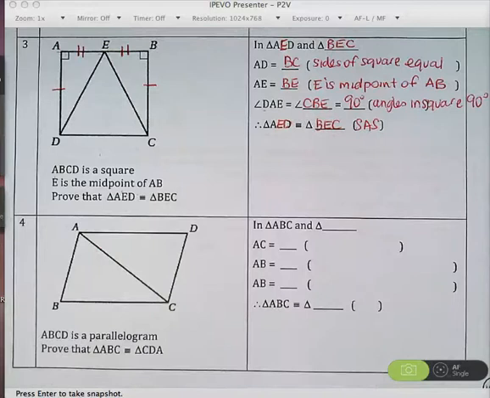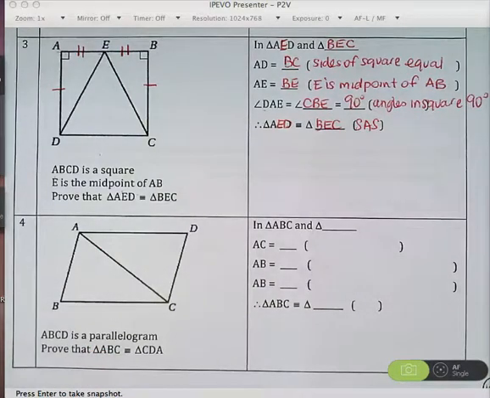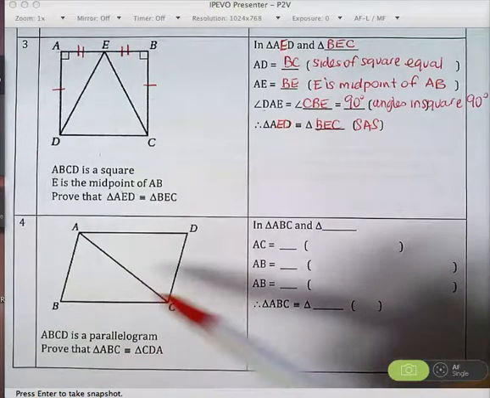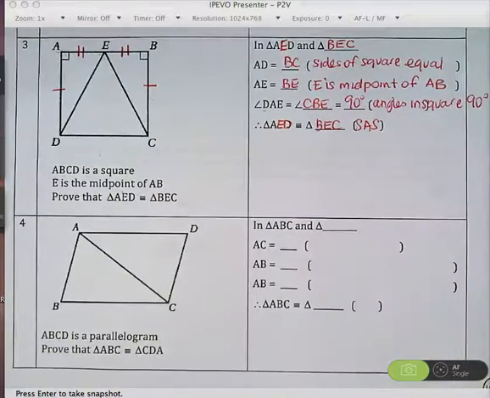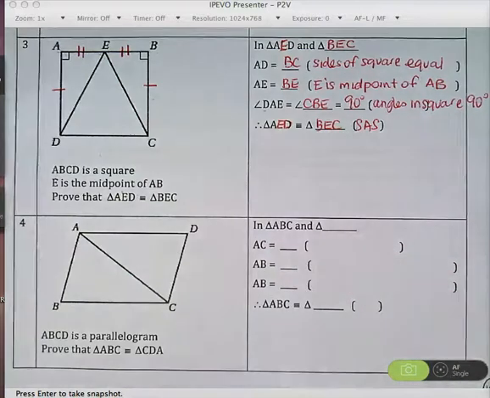Okay, now for our last question. We are told that ABCD is a parallelogram, and you have to prove that triangle ABC is congruent to triangle CDA. Because you're told that ABCD is a parallelogram, you're allowed to use any property of a parallelogram that you know. Those properties will include opposite sides are equal, opposite sides are parallel. So we can actually do this question a number of ways. We don't have to just do it this way. This is one way of doing it. So we'll start with this.